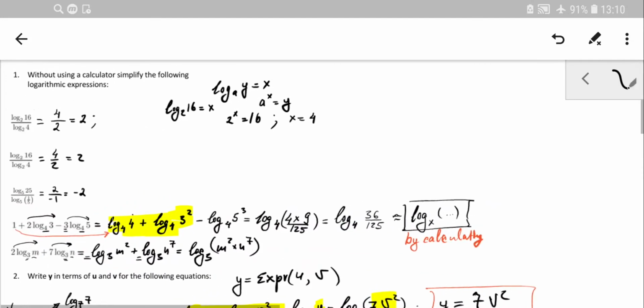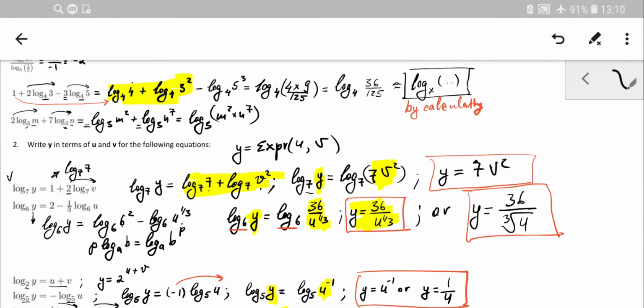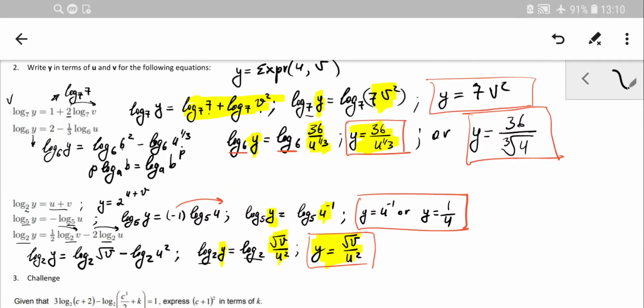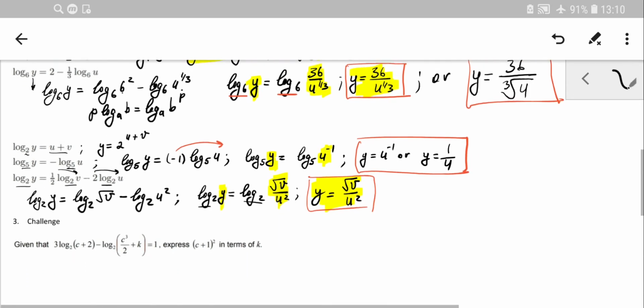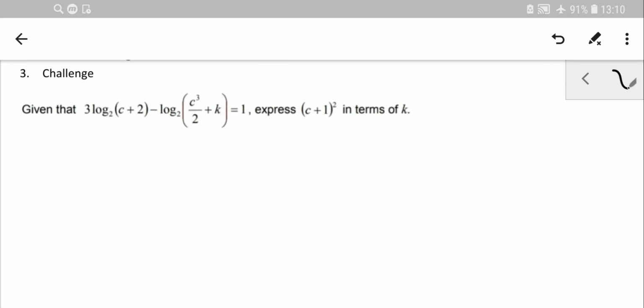So one more time, zoom in and just make sure you can compare your workings with what I've got here. Okay, so we've done up to the second block, and here we go to the challenge. In the challenge, we're given that this logarithmic expression equals 1. So we have some variables or parameters c and k inside, and we need to express c plus 1 squared in terms of k.